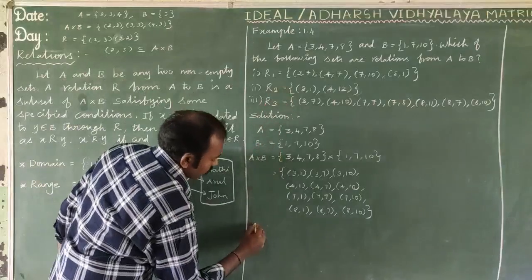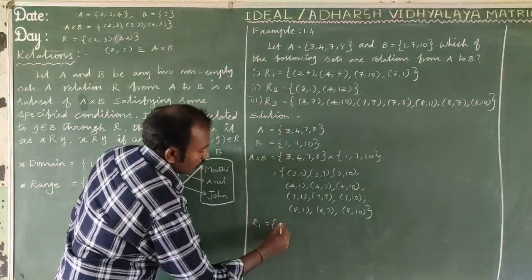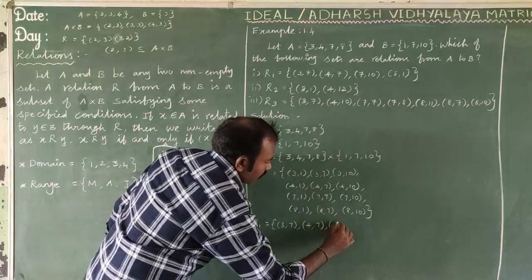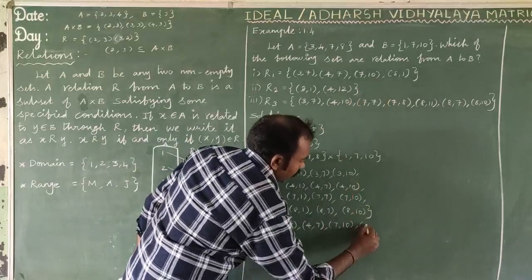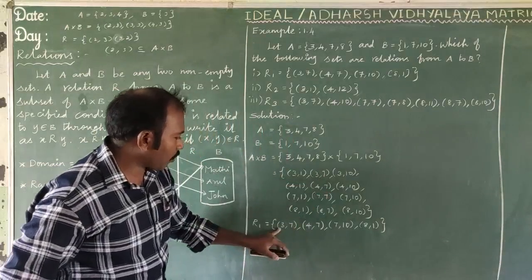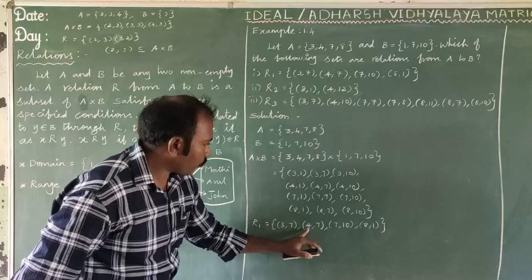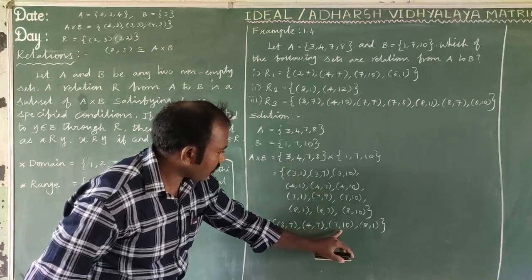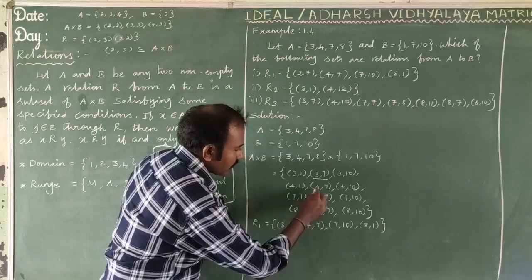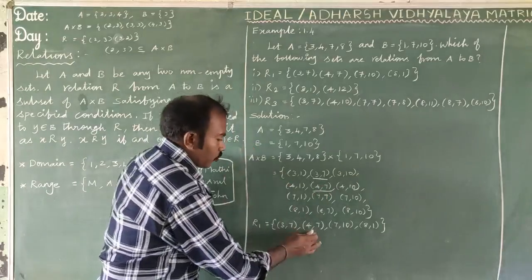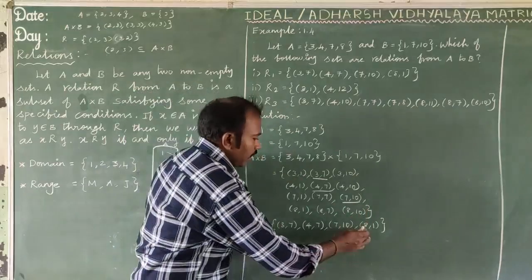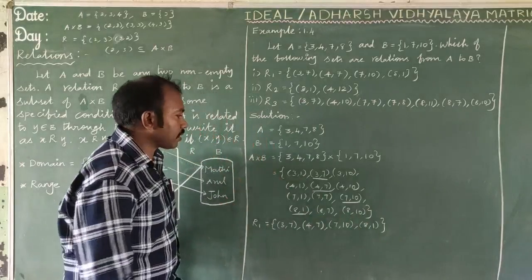Given R1 = {(3,7), (4,7), (7,10), (8,1)}. Here (3,7) belongs to A cross B, and (4,7) also belongs to A cross B. Then (7,10) also belongs to A cross B, and (8,1) also belongs to A cross B.